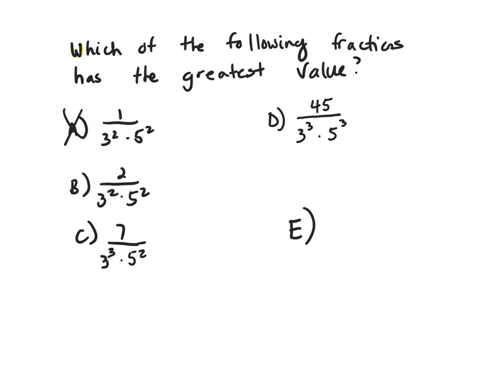All right, let's keep going. So I'm not going to say anything else about B. Let's look at C. Let's try to make its denominator a 3 squared and a 5 squared so I can compare it to B. All right, so I want my denominator to be a 3 squared and a 5 squared.